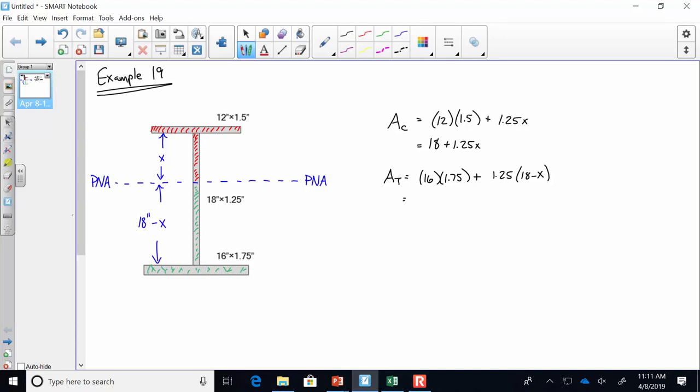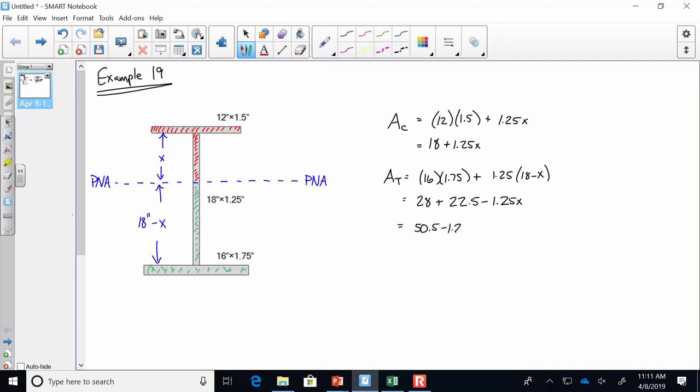Say it again. 28 plus, and then 1.25 times 18 is? Say it again. 22.5 minus 1.25x. So 28 plus 22.5, that's 50.5, not 40, I was going to say 40.